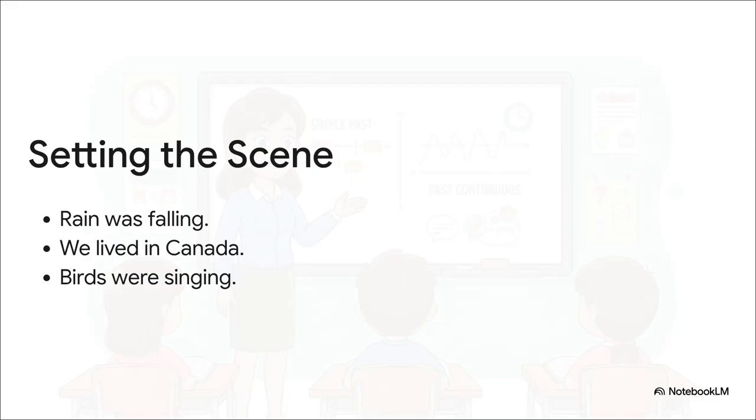Because it describes ongoing actions, the past continuous is absolutely fantastic for setting the scene in a story. Check out these examples. It was raining, so we didn't go out. The rain is this ongoing background event, right? Or, in 1985, we were living in Canada.